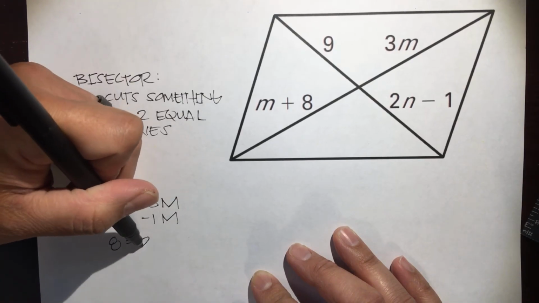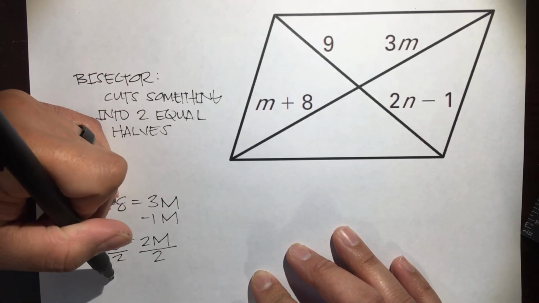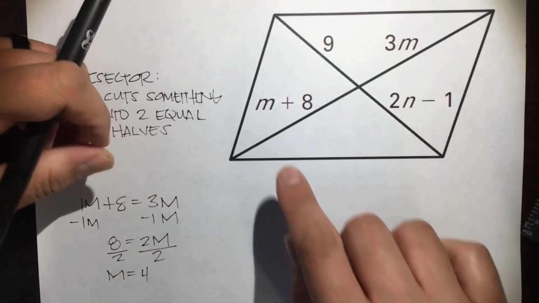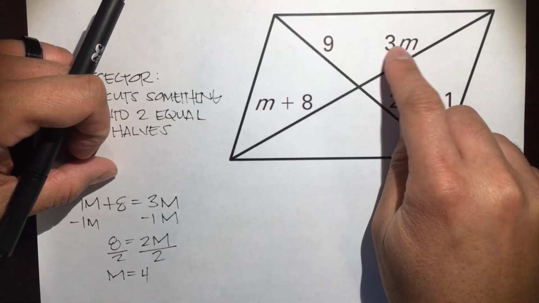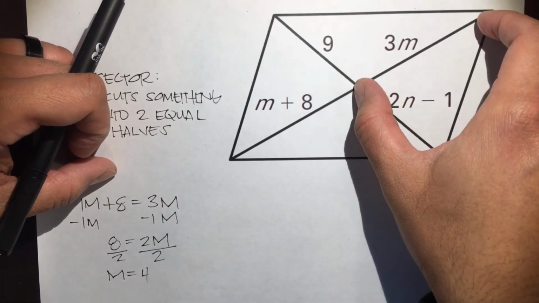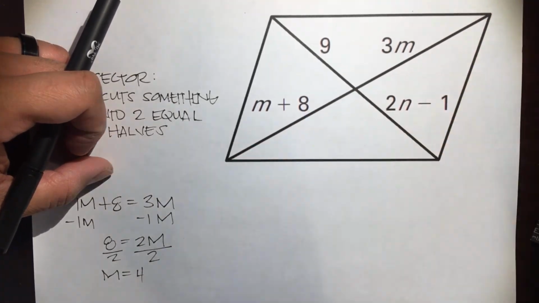8 is equal to 2m. And divide both sides by 2, so m is equal to 4. If I plug that in, 4 plus 8 is 12. Plug this into here, 3 times 4 is 12. So equal halves, 12, 12. This entire length will be 24.